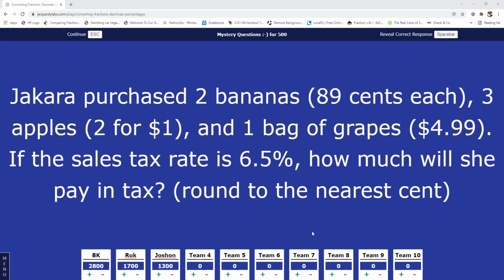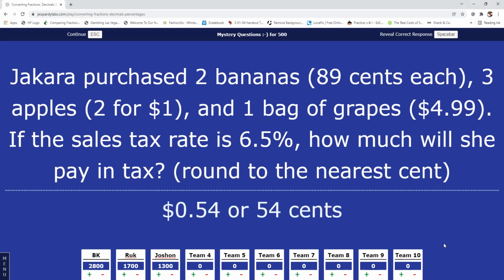All right, and the correct answer is 54 cents or 0.54. Let's go ahead and do the math on this. Jakara purchased 2 bananas at 89 cents each, 3 apples, 2 for $1, and 1 bag of grapes for $4.99. If the sales tax rate is 6.5%, how much will she pay in tax? Before we can figure out how much the tax is, we need to figure out the total of all of the items that she has.